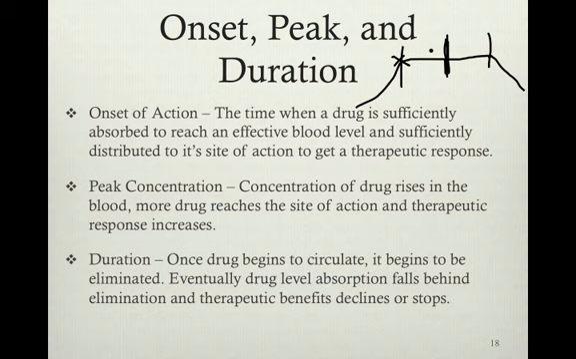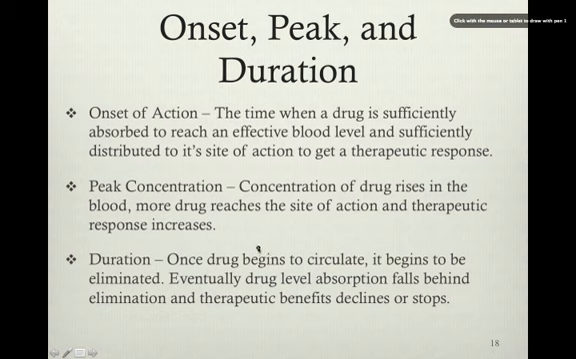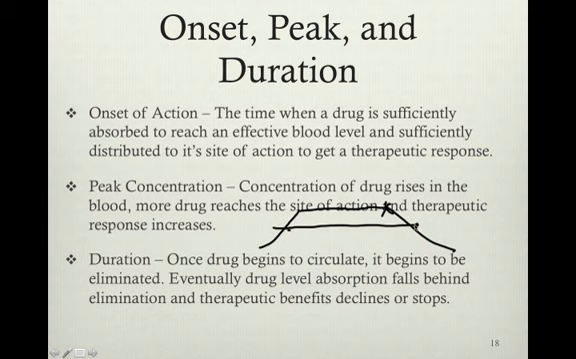Duration. Once the drug begins to circulate, it begins to be eliminated. Eventually, drug absorption falls behind elimination and therapeutic benefit declines or stops. So this is just like that little arc that we've been showing you. Once it rises up, it has a specific amount of duration and then it goes away. At some point in here, the pharmaceutical companies have figured out that if it gets below this level, then the drug is not effective at all. So minimum versus the toxic dose: therapeutic index.